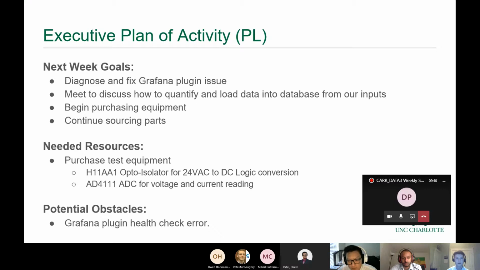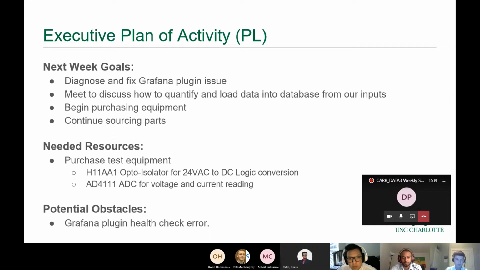And for next week, obviously the most imminent thing is to diagnose and fix that Grafana plugin issue. And we'd like to meet up to discuss how we're going to use software to quantify and load the data into the database from the inputs on the RPi. We'd like to begin purchasing equipment as well as continue sourcing parts. And for required resources, the photo transistor and the ADC will need to be purchased. And I believe Nathaniel is going to handle that.